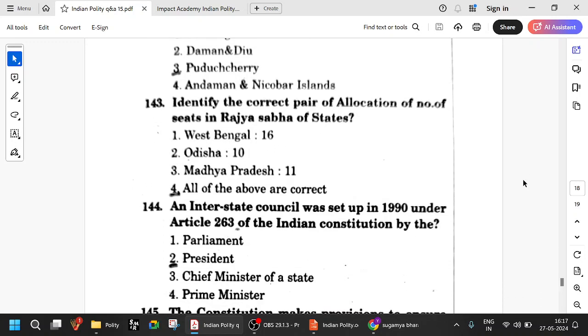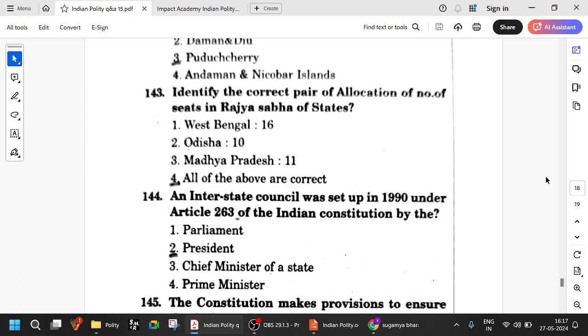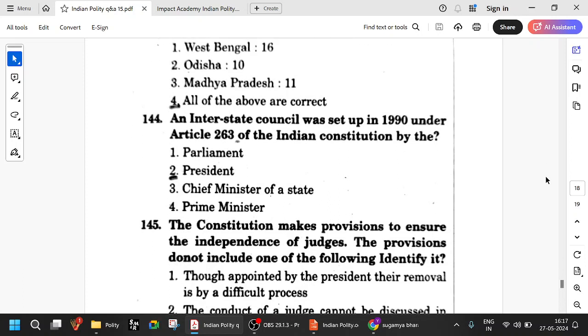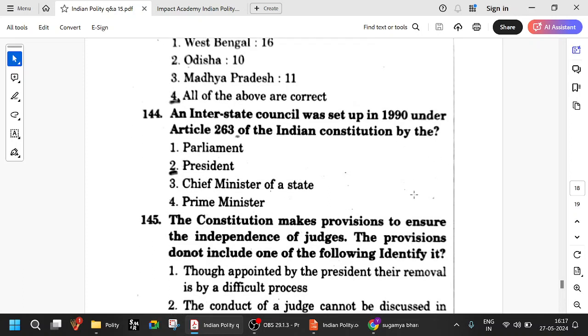Identify the correct pair of allocation of number of seats in the Rajya Sabha. West Bengal 16, Odisha 10, Madhya Pradesh 11. They are all correct. An Inter-State Council was set up in 1990 under Article 263. Very important, Article 263. Usually for these constitutional bodies, the one who sets them up is the President, such as the Finance Commission or anything.